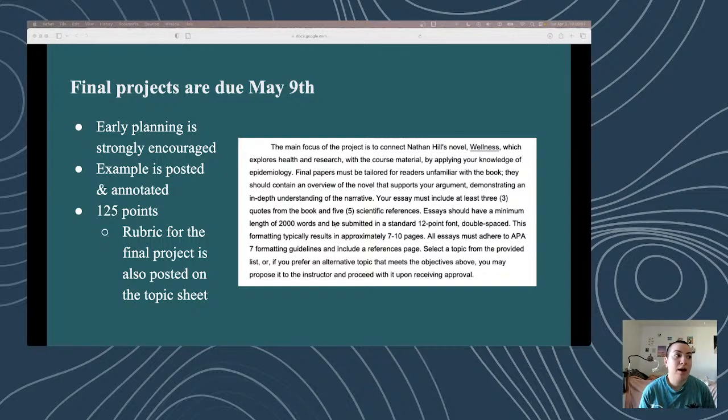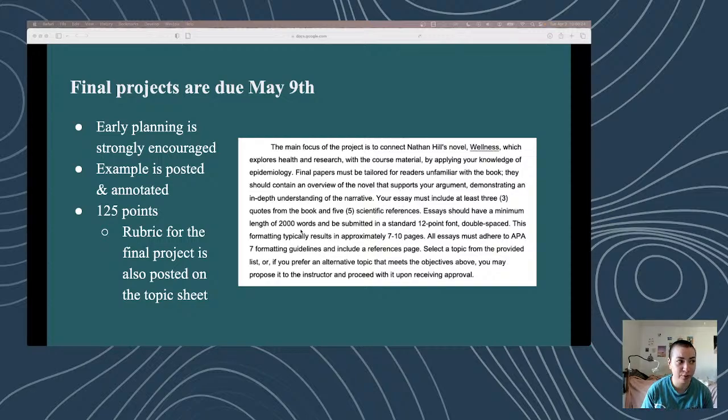So hopefully, you have to get these 3 quotes from the book and 5 scientific references for your proposal. So hopefully that front loads a whole bunch of the work. You are allowed to add things in between. Like I found a whole bunch more relevant quotes as I was finishing the book. But most of it will be done by your proposal because you have to do this for your proposal.